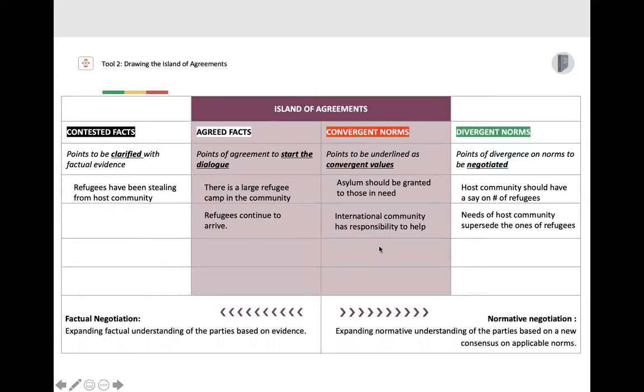This is where you start to build that relationship, which we know in humanitarian negotiations is so key. It's rare that these negotiations happen in isolation or just once off. It's a process, and it's about trust and connection with your counterpart. Finding some places to agree, convergent norms, agreed facts, is really where you can start to build that trust and build that connection.